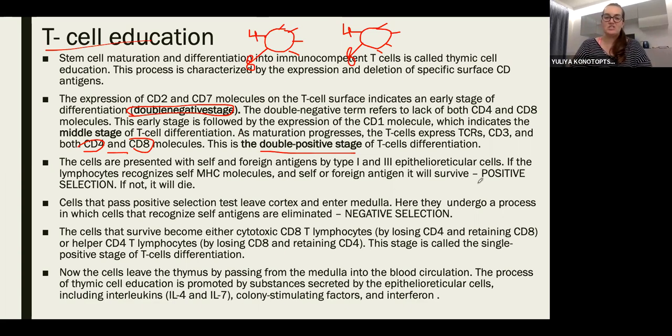The next stage is positive selection. It is done by type 2 and 3 epithelial reticular cells. And try to tune in right now. So what happens? You are my baby T lymphocytes, all of you. I am a type 2 or 3 epithelial reticular cell. I'm your teacher. My hands are MHC2 molecules, okay?